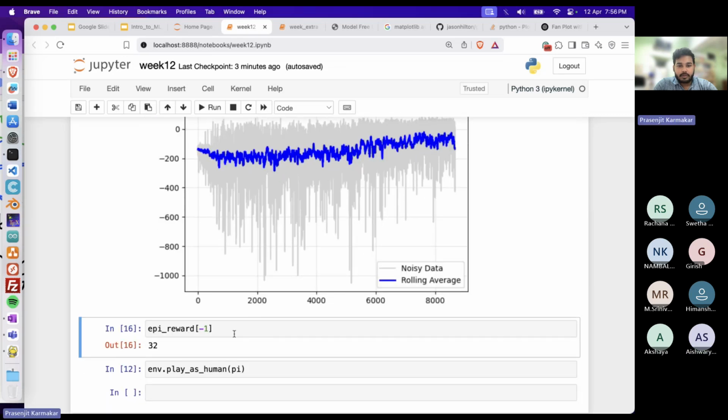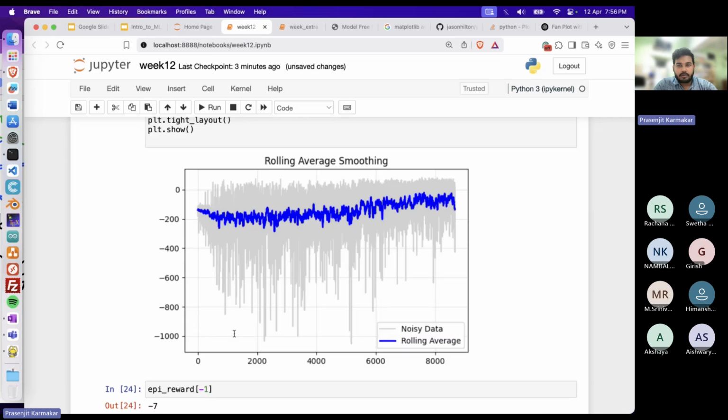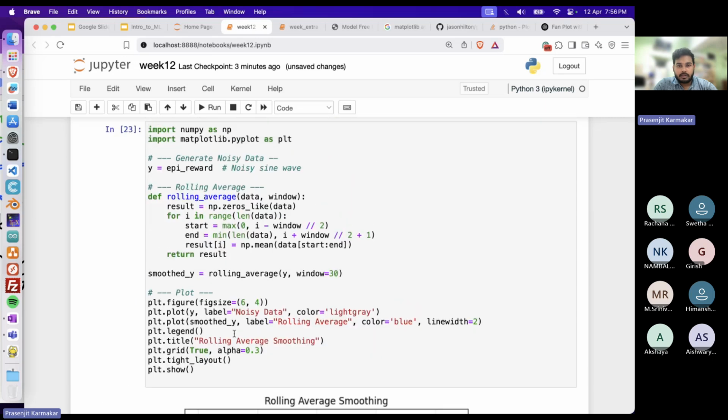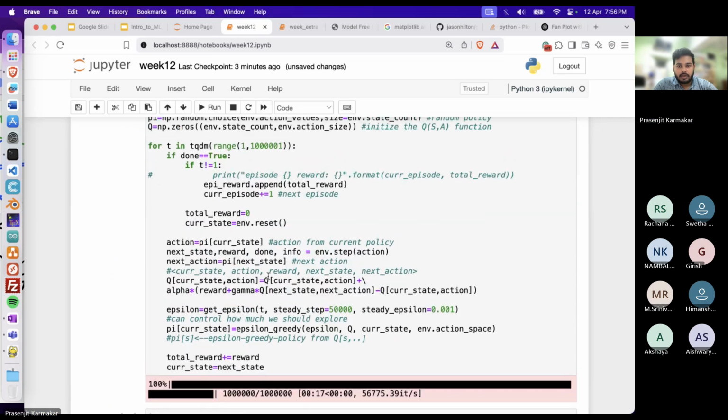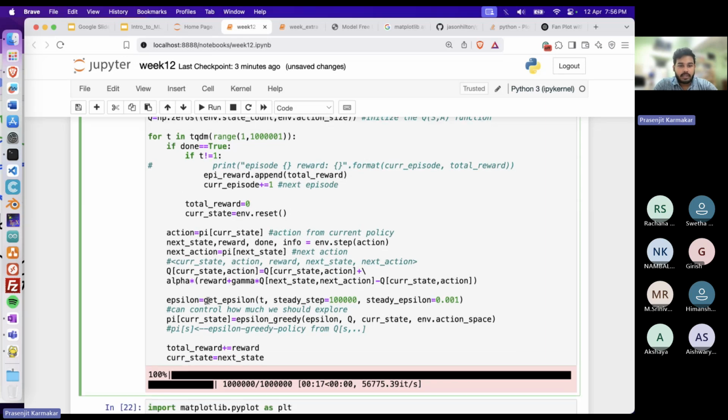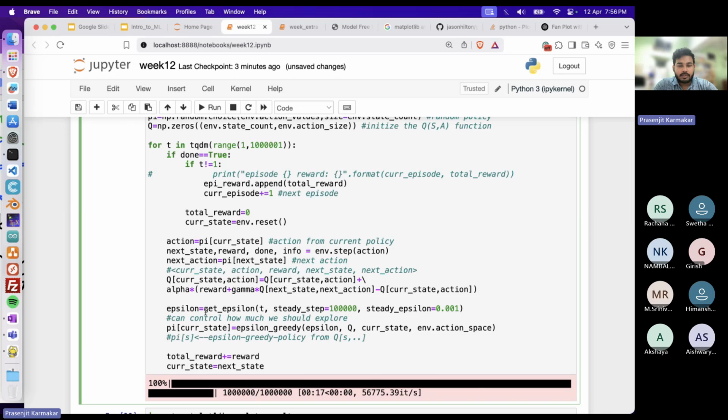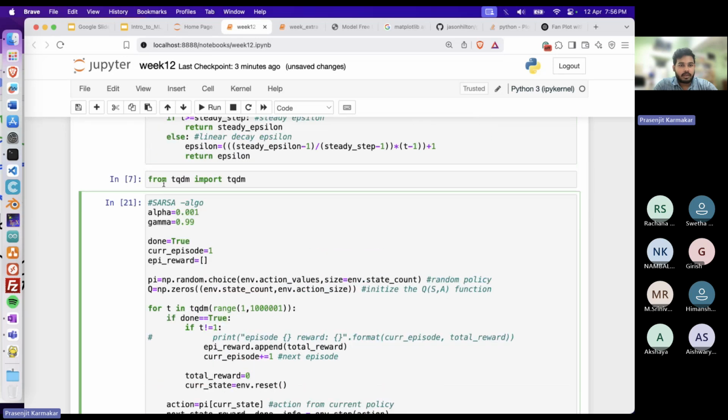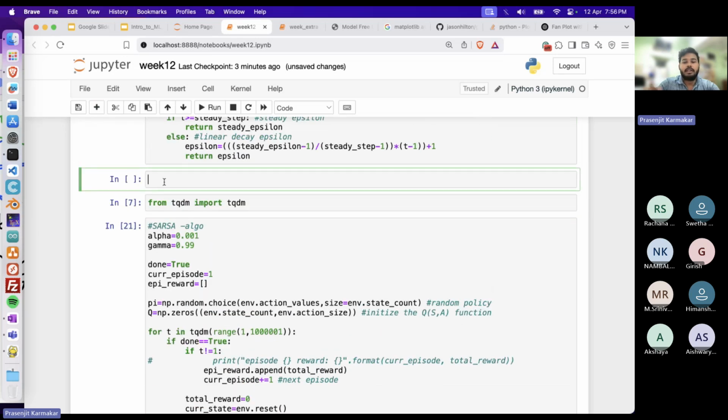Yeah, it looks something like this. Fine. So 10 lakh, let's increase it to 1 lakh steady state. And we can actually see how this get epsilon function is working. Okay. Let's see whether our implementation is correct.